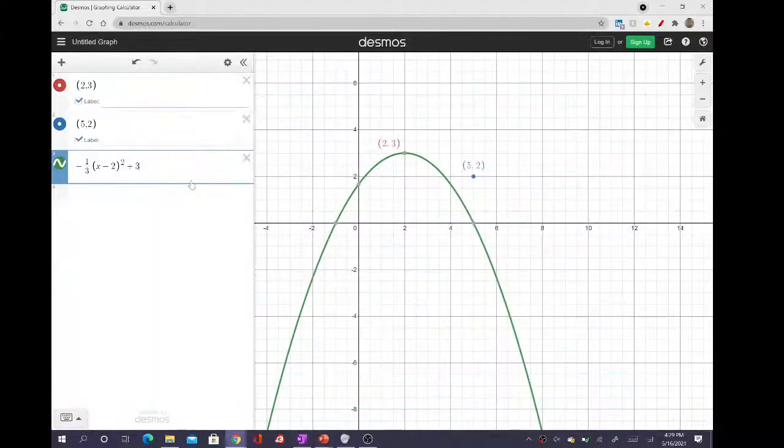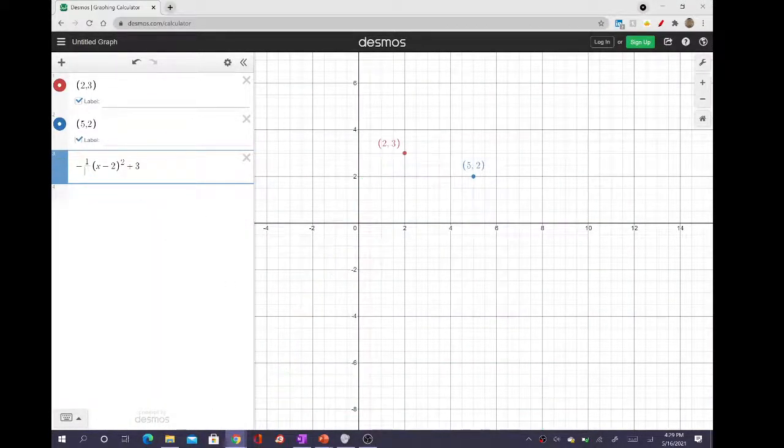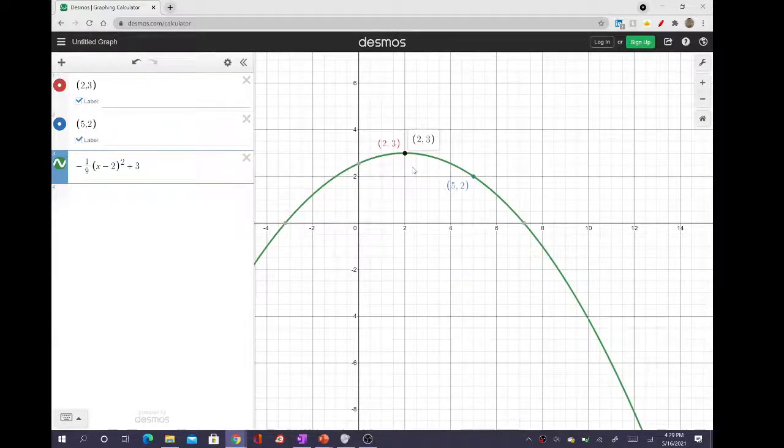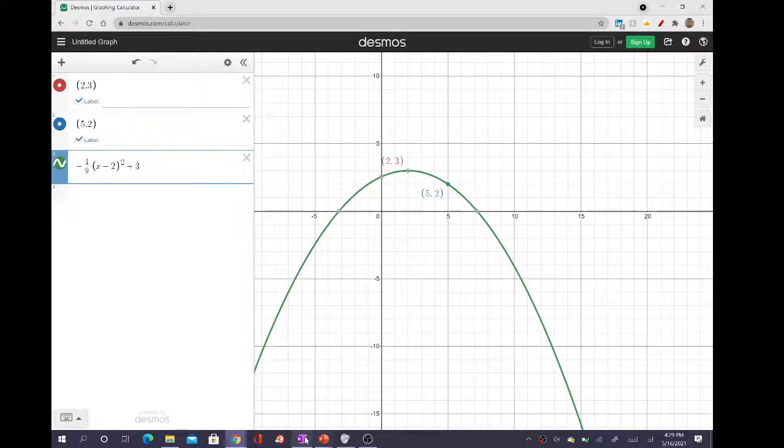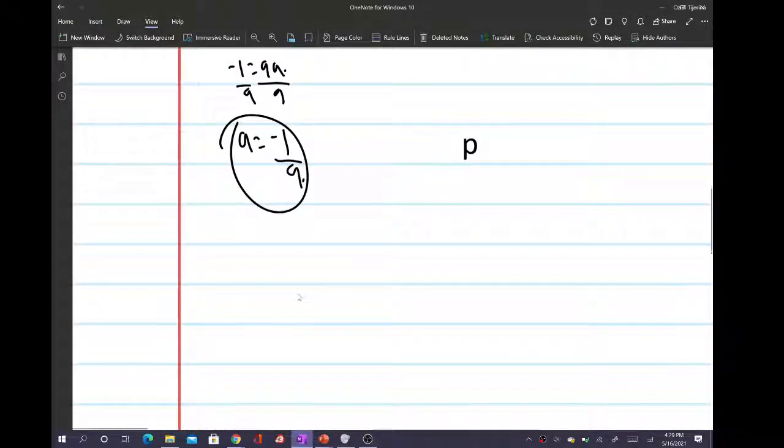And like I said, you can verify this. Sorry about that, guys. Yes, there we go. You see how it goes through 5, 2 and 2, 3. The vertex, which is the peak point, is 2, 3, and it goes through 5, 2. Okay, so let's do another example of these.